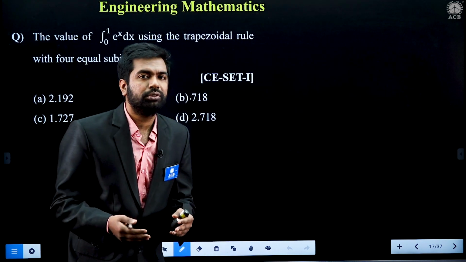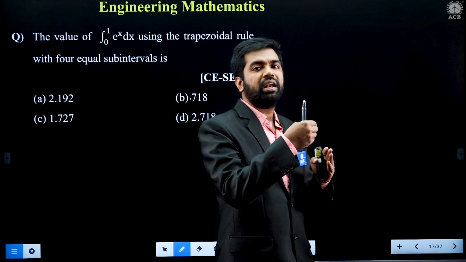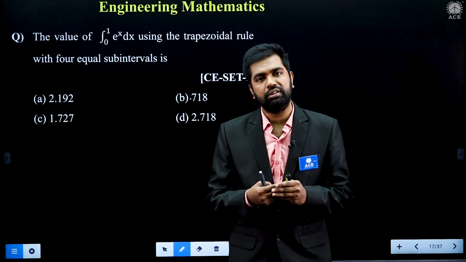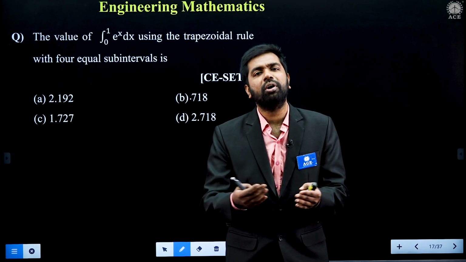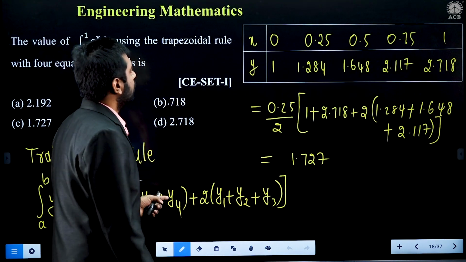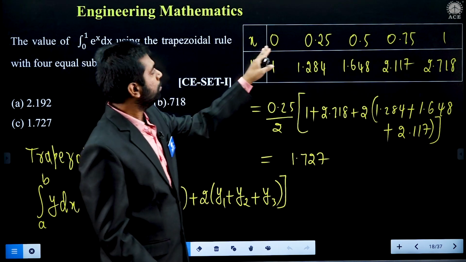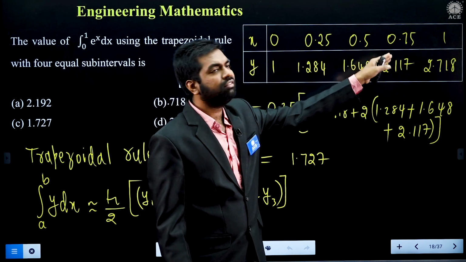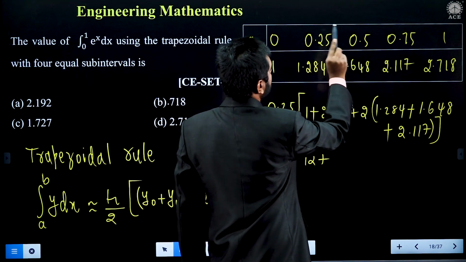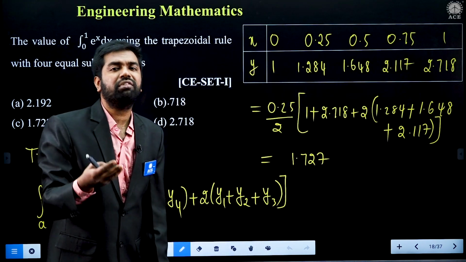So what you can do is prepare a table with x and y. You make sure that you get 4 subintervals. To get 4 subintervals, we need 5 points, right? So have a look at this table. I need 4 subintervals now. So 0, 0.25, 0.5, 0.75, 1. Between these 2 points, I've got 1 subinterval. Between this, I've got 1 subinterval. Between this 1, between this 1. So 4 subintervals.